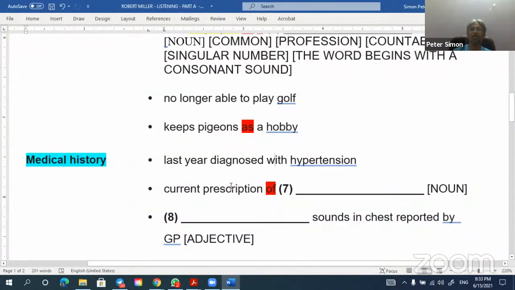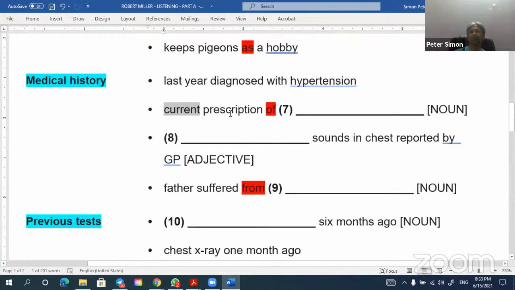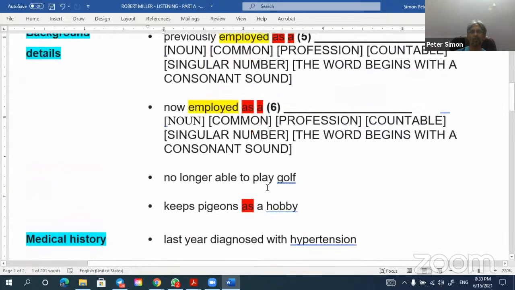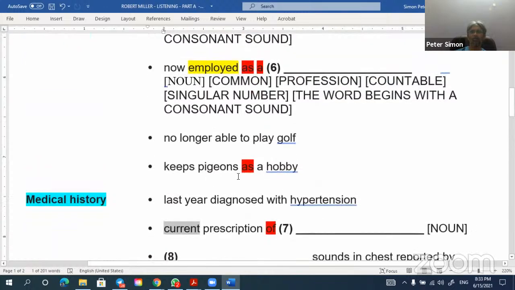Current prescription. Current means now. So you have come to now. Last year, this is all diagnosis and prescription. Now previous tests, what were done? This test is 6 months ago. Now, there are no answers here, so leave it.